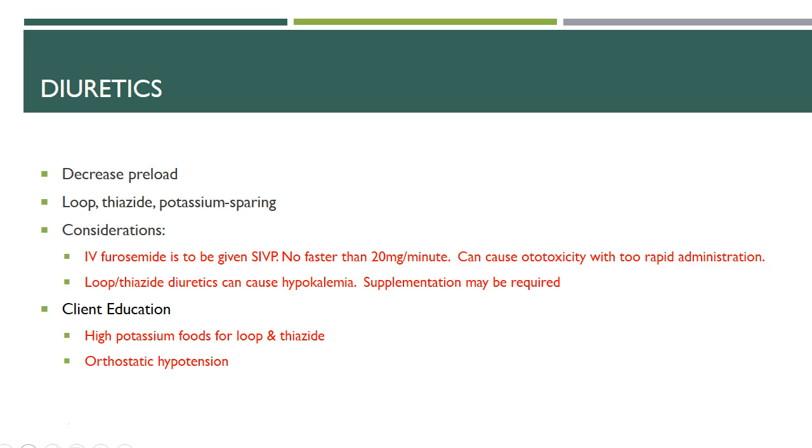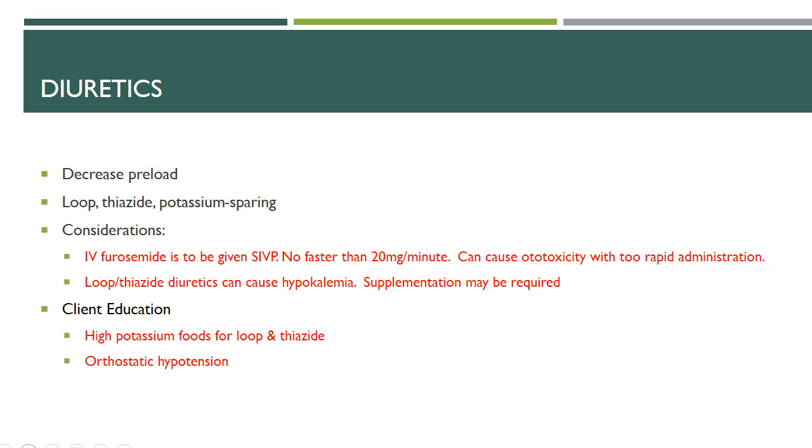So diuretics, they're going to decrease our preload. Remember, preload is the volume filling into the right ventricle. We have a loop, thiazide, and potassium sparing. Some considerations to think about is IV Lasix. You need to give slow IV push, not faster than 20 milligrams a minute. The reason is it causes ototoxicity when we have too rapid of an administration.